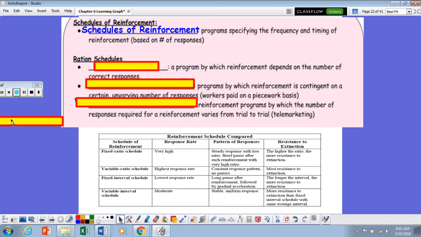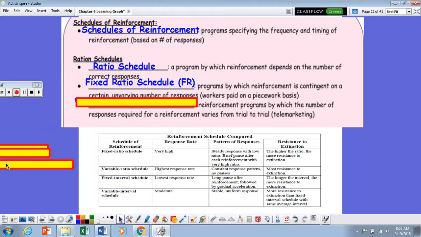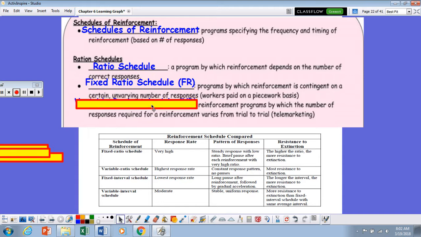Schedules of reinforcement. These are programs specifying the frequency and timing of reinforcement, and there are some different schedules. There are ratio schedules. This is a program by which the reinforcement depends on the number of correct responses, so we might reward only on every 5th response. There are fixed ratios. These are programs by which the reinforcement is contingent on certain unvarying numbers of responses.